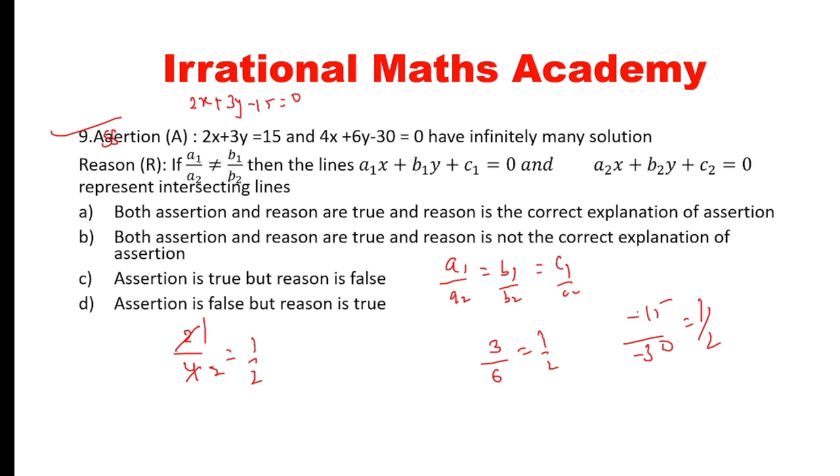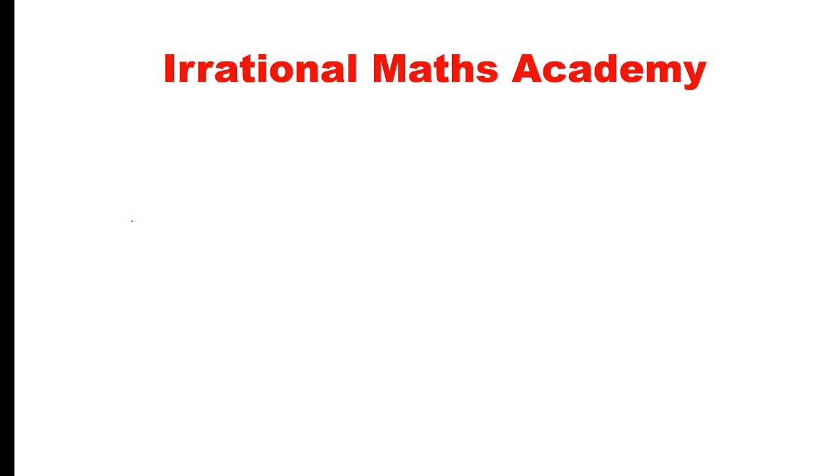But if a1 by a2 is not equal to b1 by b2, then the lines represent intersecting lines. This reason is also correct, but it is nowhere related to the assertion, because this one is infinitely many solutions, while this is intersecting lines, which has a unique solution. So here the assertion is true, the reason is also true, but the reason is not the correct explanation of the assertion. So option B. I hope you understood. Okay, thank you. Have a nice day.